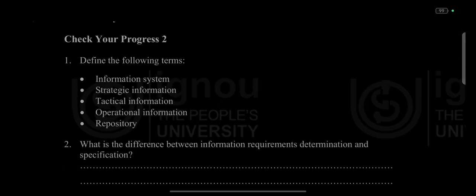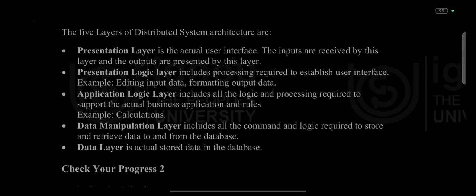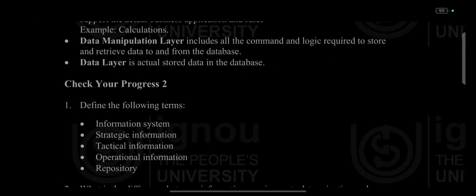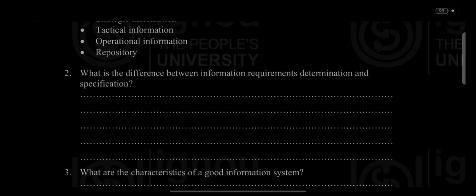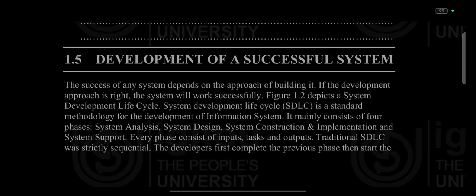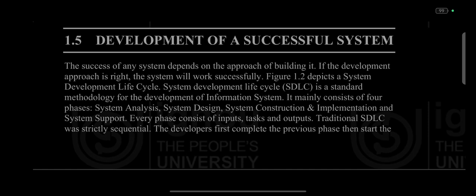So here we come to the end of distributed systems. There are some check your progress questions. You can see them yourselves and solve them. And now we come to development of a successful system. The success of any system depends on the approach of building it. If the development approach is right, the system will work successfully.